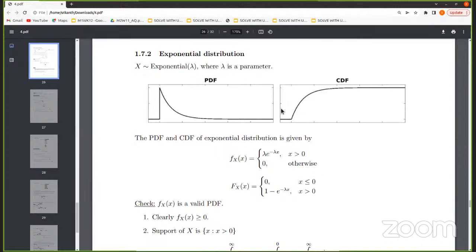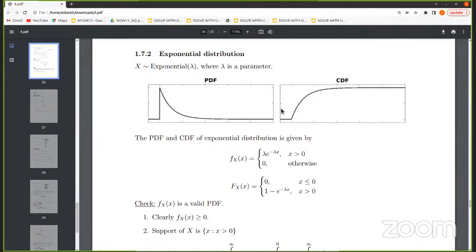The PDF and CDF of the exponential are given like this, where f of x is lambda times e to the power minus lambda x, where x is greater than 0, and if x is less than 0, it will be 0. So when the random variable is taking only positive values, you should identify that it follows an exponential distribution or a chi-square distribution, which has not come yet. As of now, if your random variable is taking positive values, then 99% it follows an exponential distribution.